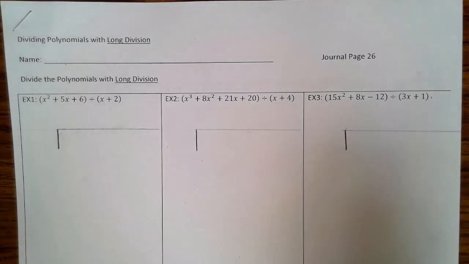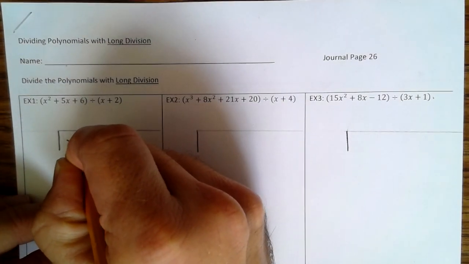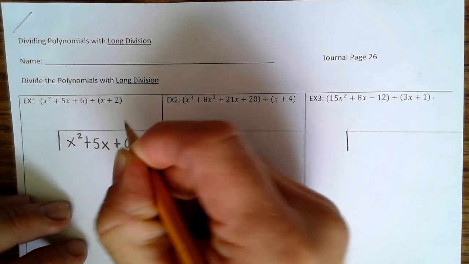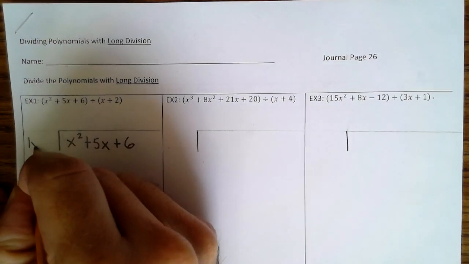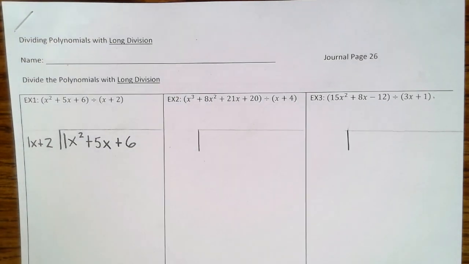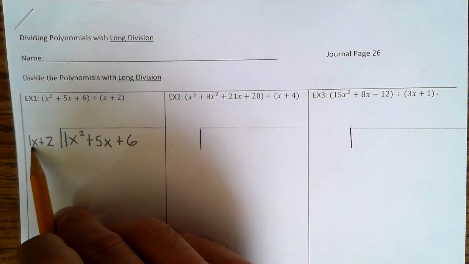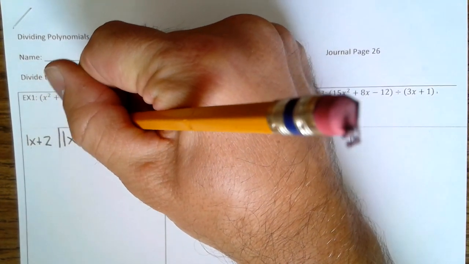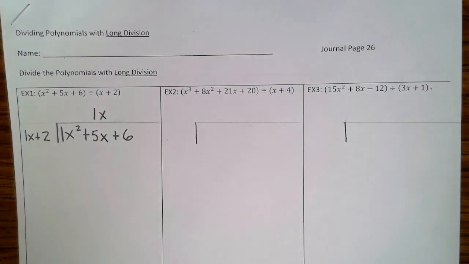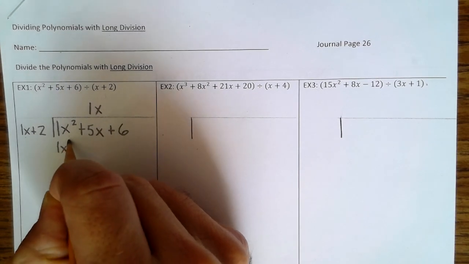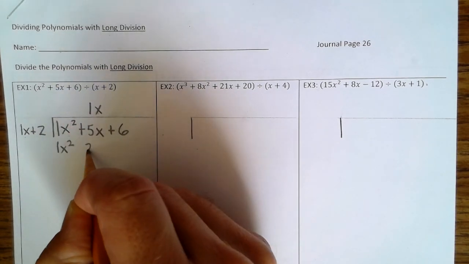Okay, so example 1. So x squared plus 5x plus 6 divided by 1x plus 2. And I'm going to go ahead and put a 1 right there. Okay. Well, now you ask yourself, what do you multiply 1x by to give you 1x squared? The answer to that is 1x. Okay. Now we multiply. 1x times 1x is 1x squared. 1x times 2 is 2x.